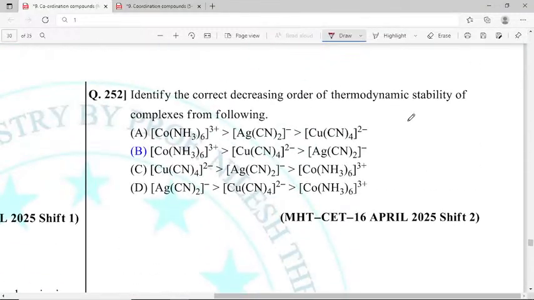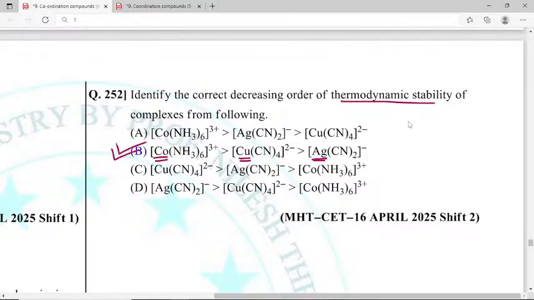Identify the correct decreasing order of thermodynamic stability. Same type of question. Cobalt, what is cobalt here? Cobalt plus 3, ammonia. Copper, that's a plus 2. Silver, how much? Cyanide. So this is your answer actually: cobalt, copper and silver.